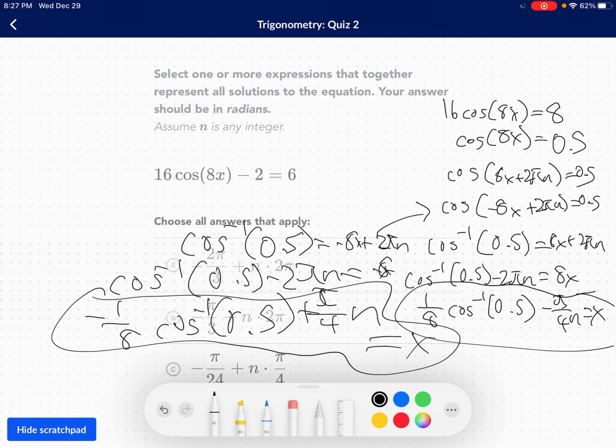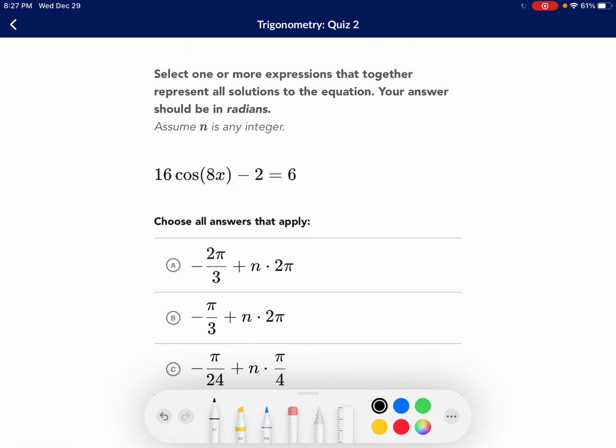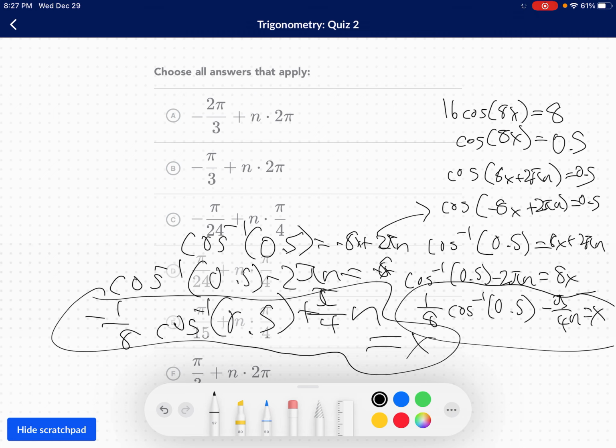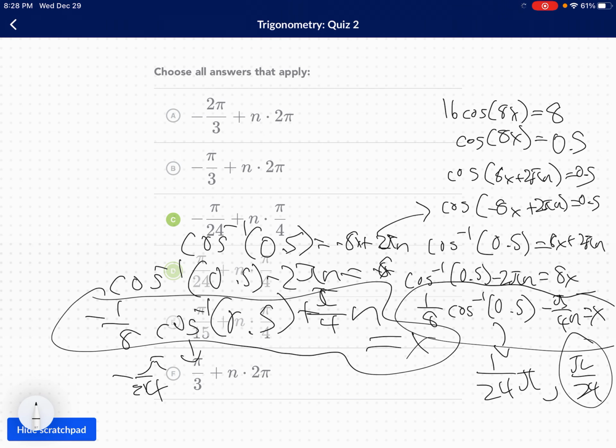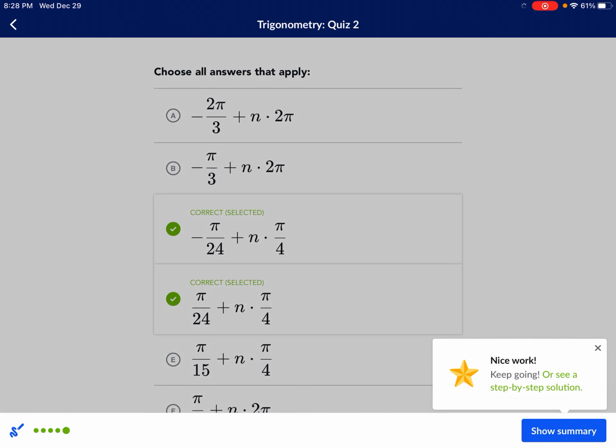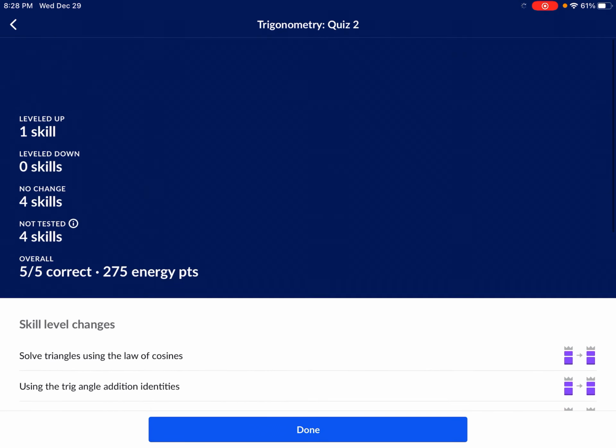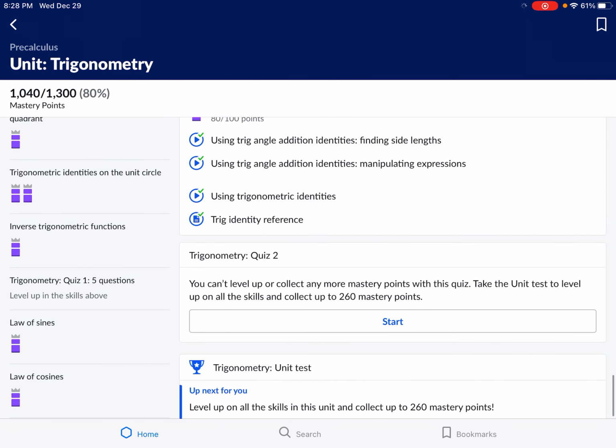And I just entered this in the calculator. 1 over 8 inverse cosine 0.5, and then that should be, oh, I forgot we're dealing with radians here, so divide that by pi. Alright, so okay, so this is 1 over 24 pi, or pi over 24. This, you can leave it as is. This is just negative pi over 24. Okay, so we see that here and here. Make sure that pi over 4. Nice. Alright, that's quiz number 2 of unit number 2.